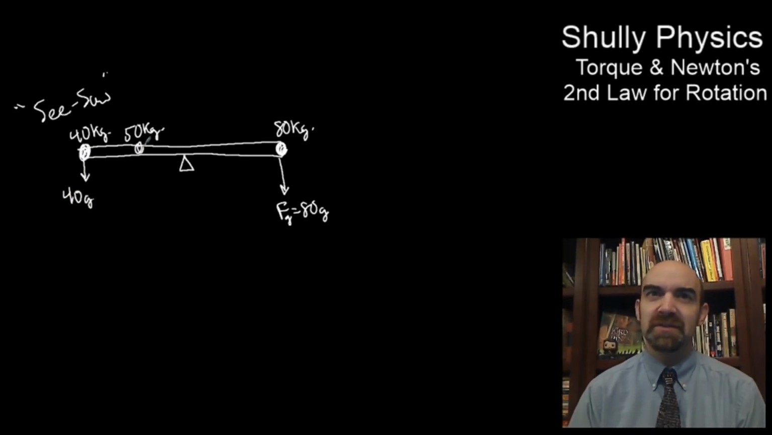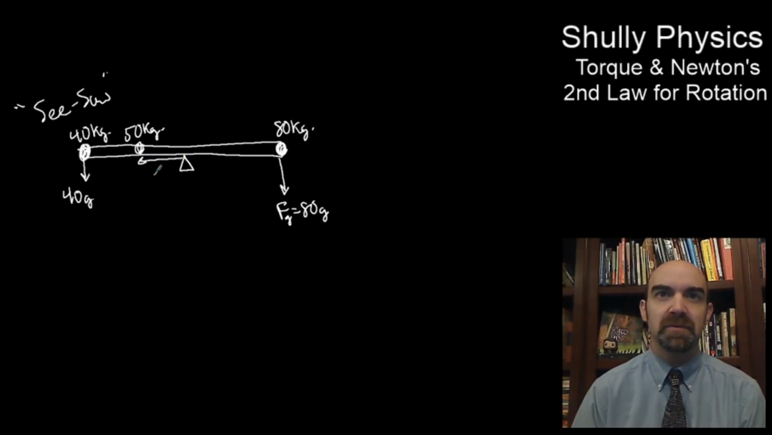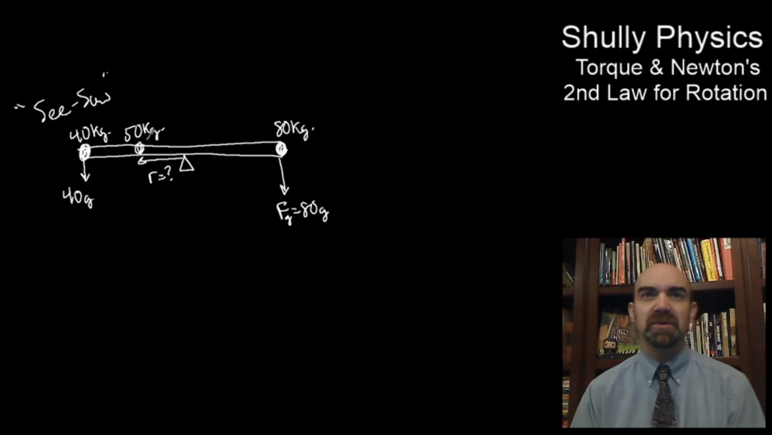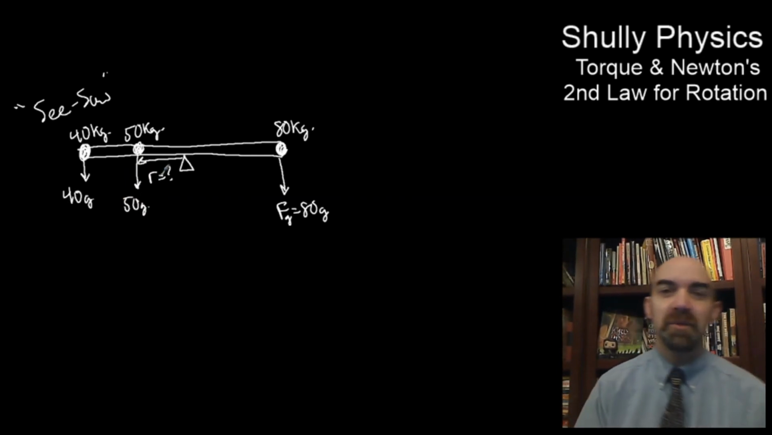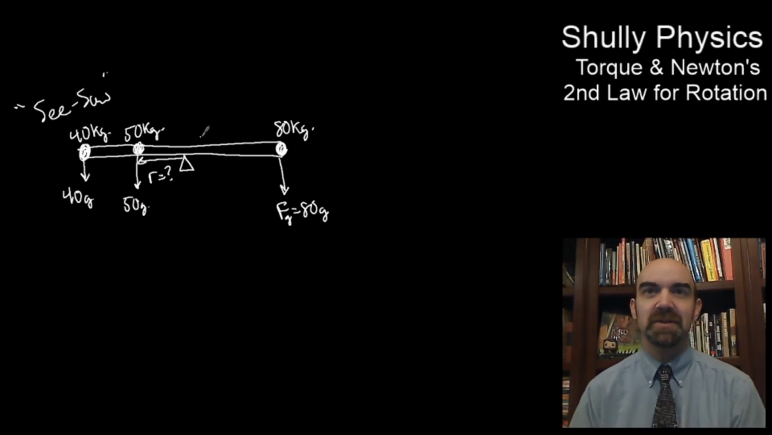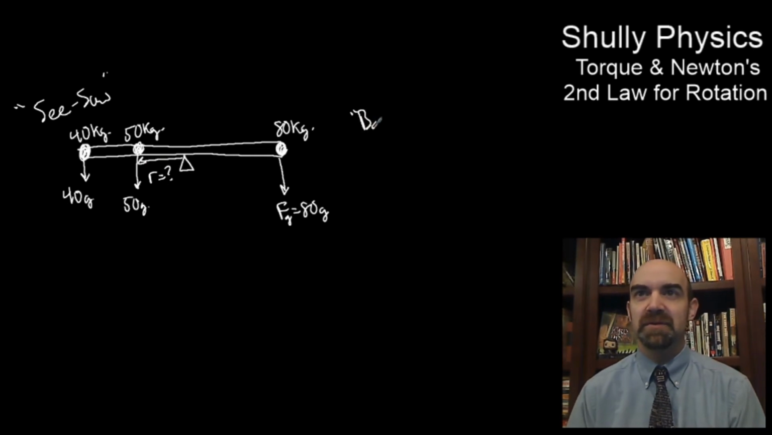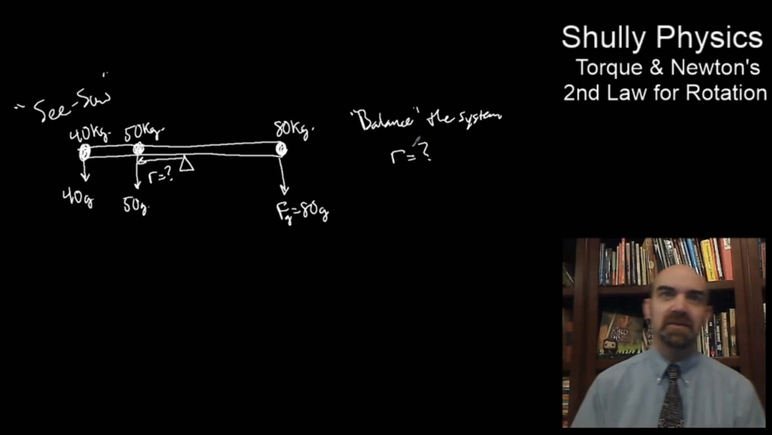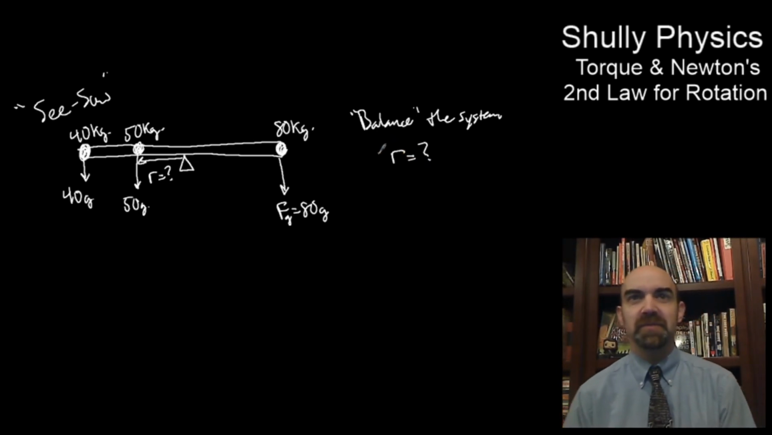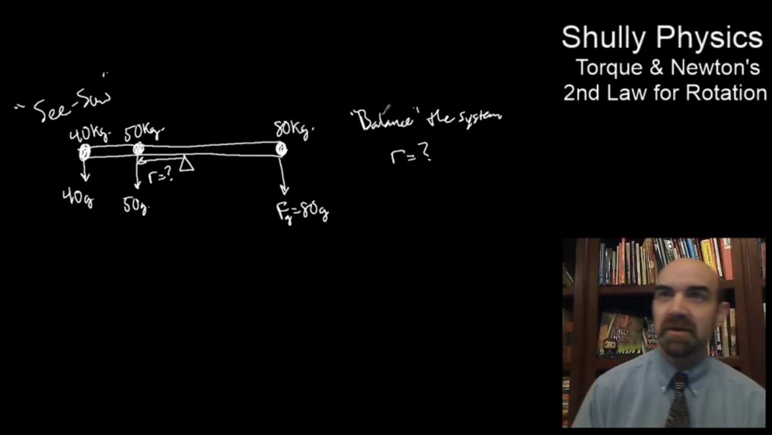My question is, where should we put this? Where should we put this 50 kilogram child? As a slightly greater weight than the 40 kilogram child, but we want to try to balance the system here. All right, we're trying to balance the system and find R. What is the distance from the fulcrum to that 50 kilogram child? All right.